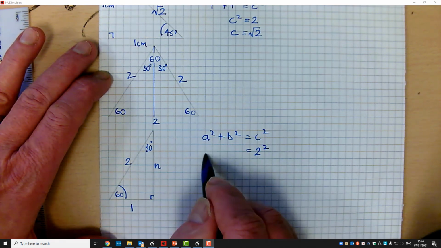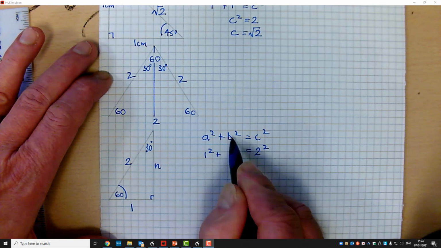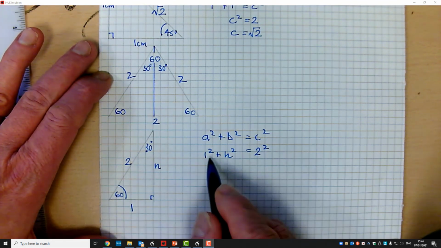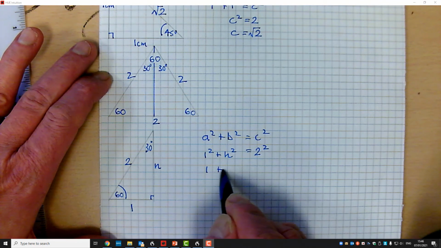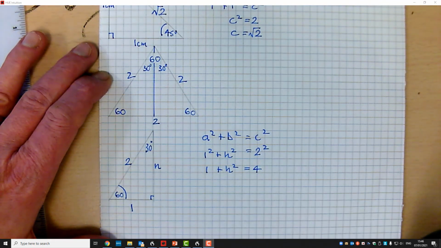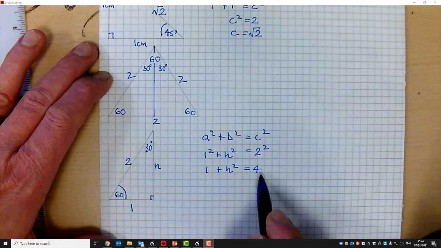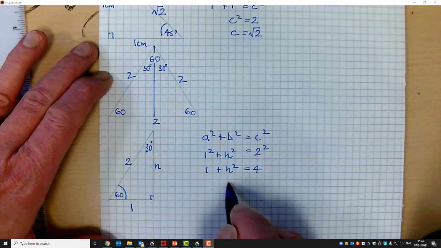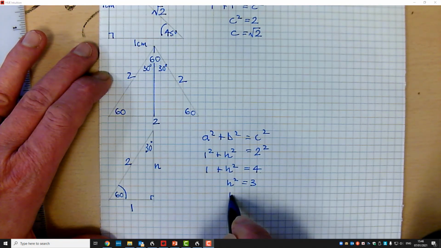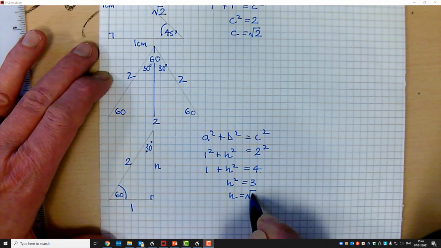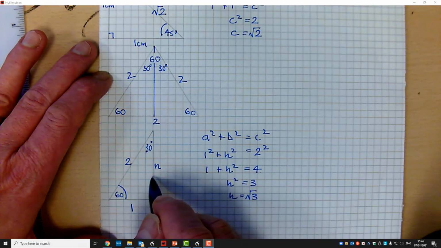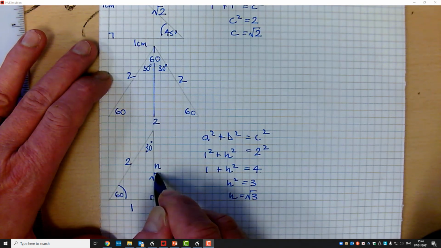1 for A. And B we're going to call H. Right, 1 squared is 1 plus H squared makes 2 squared, which is 4. So H squared must be 4, take away 1, 3. H squared equals 3, and so H is the square root of 3. So I'm going to write that in here, the square root of 3.